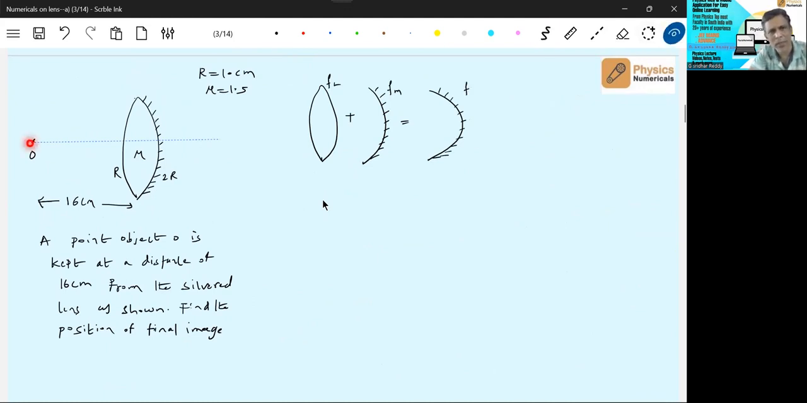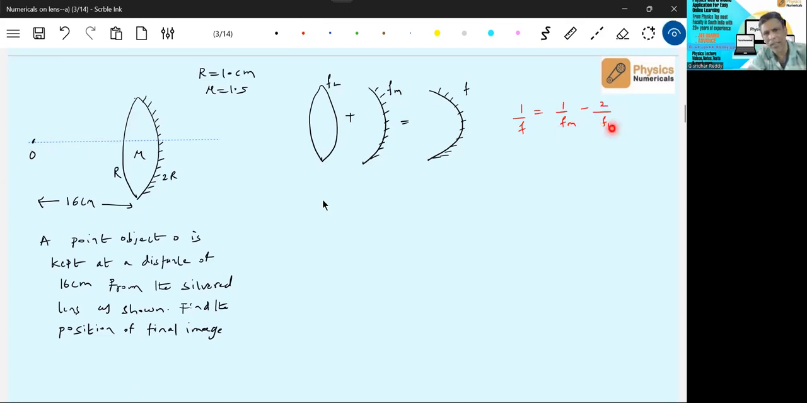The reason for that: if the rays are incident, after refraction they'll strike the mirror, they'll get reflected, again refraction, again they'll meet at this point, no? So altogether, we can say that the silvered lens, the equivalent of that will be a spherical mirror. So then what should be the formula? The basic formula will be 1 by F equal to 1 by Fm minus 2 by Fl.